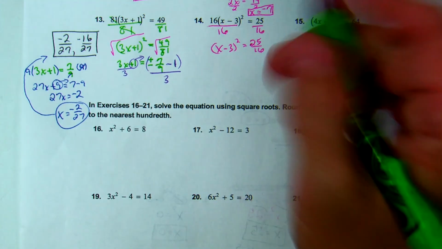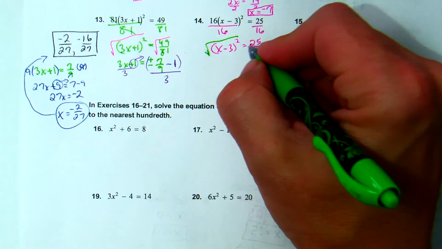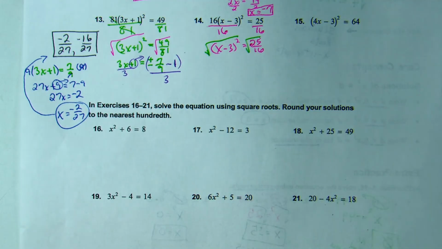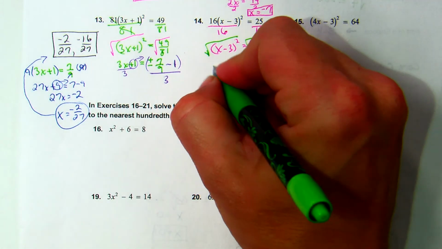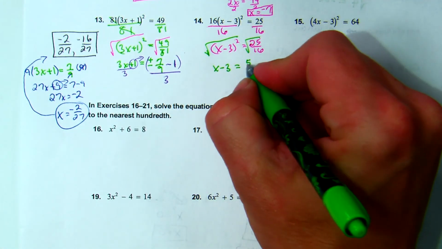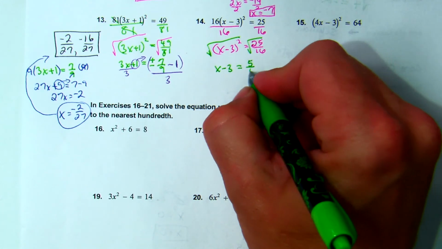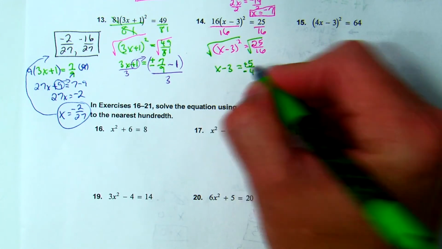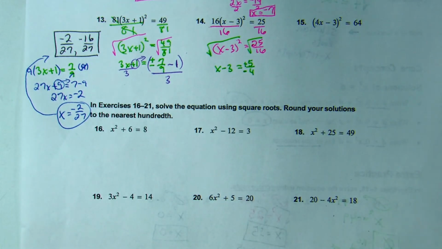And at this point, again, I'm just taking the square root of both sides. And the square root of x minus 3 squared is just x minus 3, right? So I'm going to have x minus 3. The square root of 25 is 5. The square root of 16 is 4, and that's a plus or a minus. Okay, it's a plus or a minus.